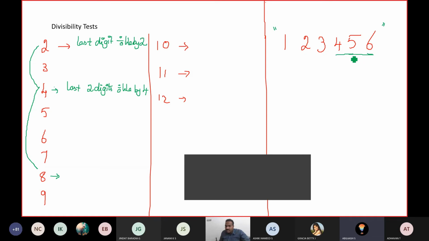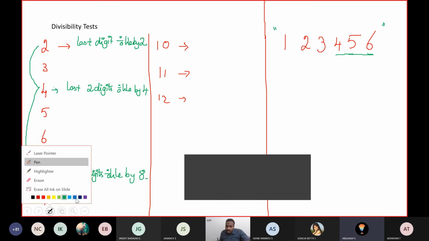So it is 456. Is it divisible by 8? Come on, guys, tell me, is this number divisible by 8? Guys, 456. Is it divisible by 8 or not? Yes, sir. It is divisible, sir. It's divisible 57 times. Yes. Super. So that is the reason why I jumped from 2, 4, and 8, because their divisibility rules are similar.